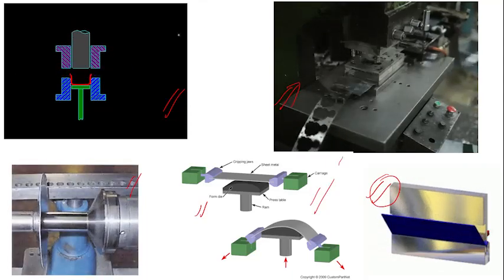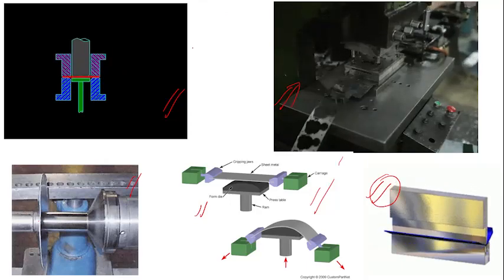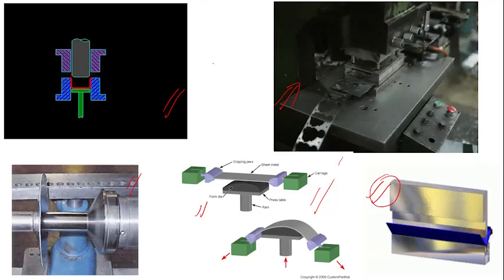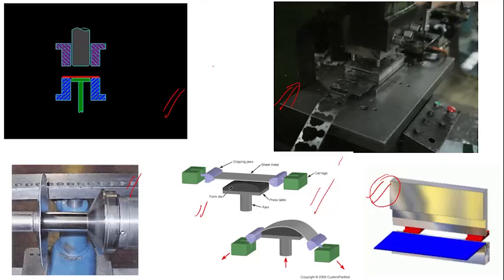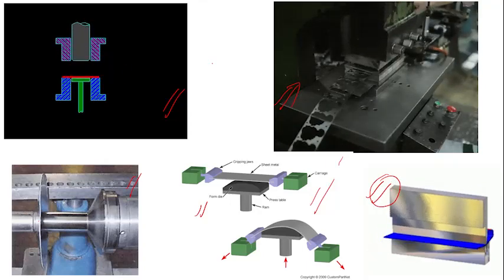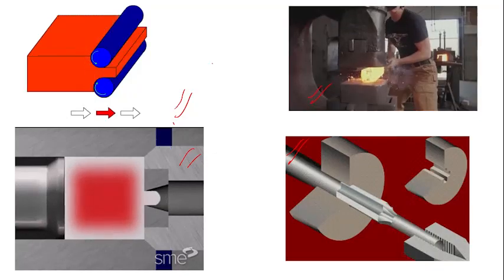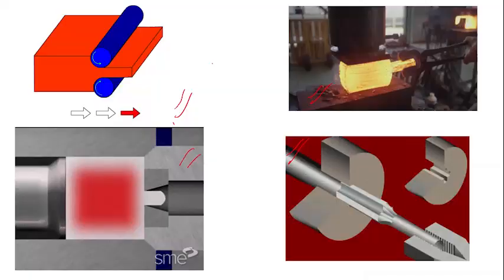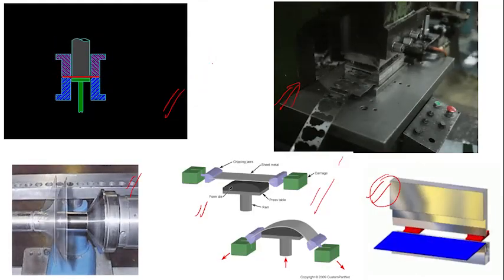So one thing which is common in all these 5 processes. Can anyone guess what is common? Sheet metal is used. Yeah, correct. Very good. So these are the sheet metal forming process, and this was the bulk metal forming process. So firstly, we will go for bulk metal.